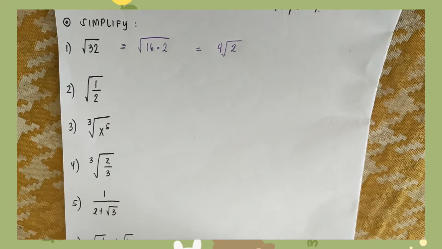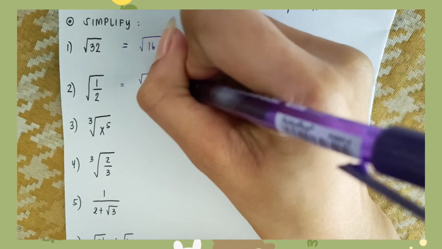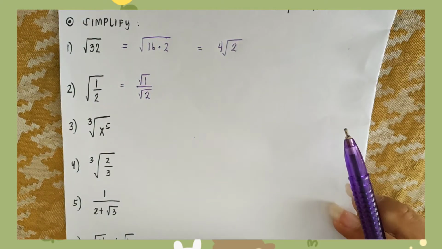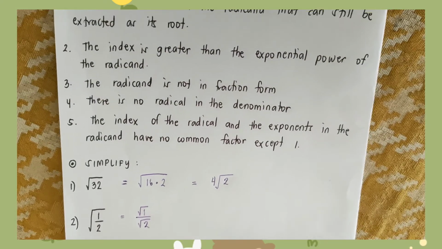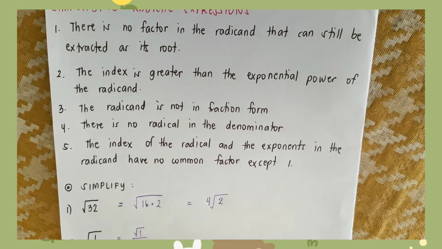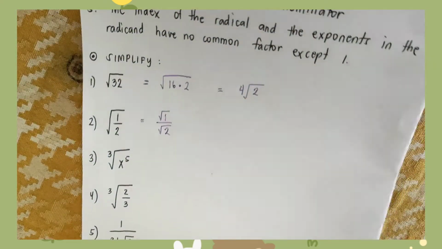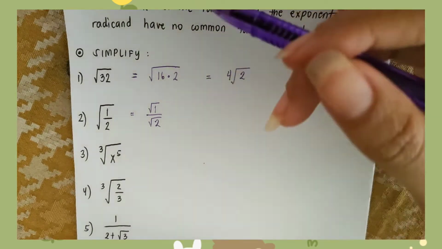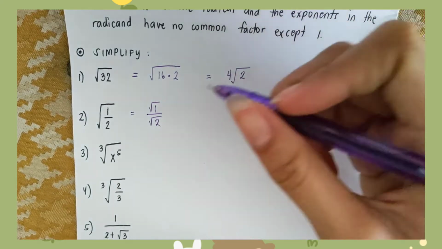Let's proceed with number 2, square root of 1/2. We all know that square root of 1/2 is also the same with square root of 1 and the square root of 2. And based from our characteristics, this is a number 4. There is no radical in the denominator, so we need to remove the radical sign here in our denominator. So we need to rationalize.